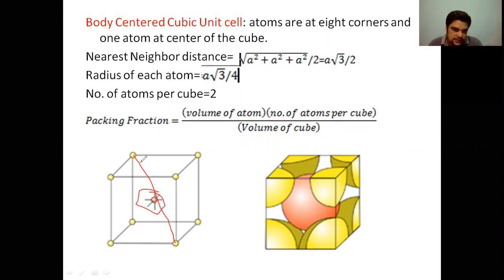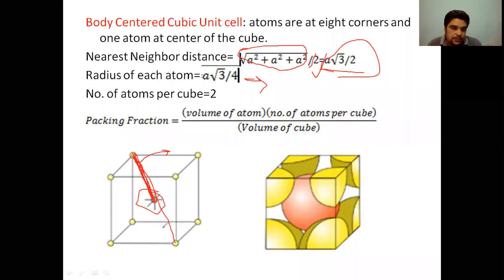So what is this distance? This distance is nothing but under root a square plus a square plus a square. What is the distance between nearest neighboring atoms? The nearest distance would be this only. So this distance will be under root a square plus a square plus a square divided by 2. Is it clear? That comes out to be a under root 3 by 2. Now what is the radius of each atom? It's nothing but a under root 3 by 4.